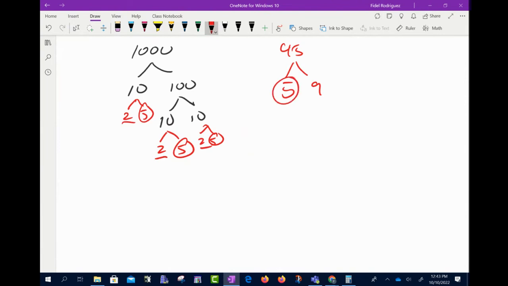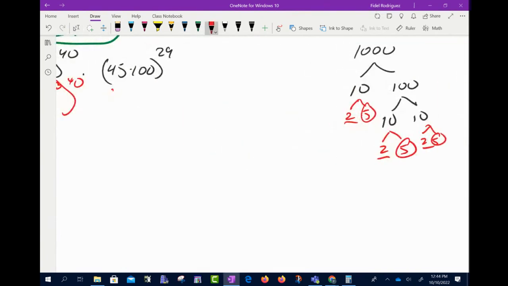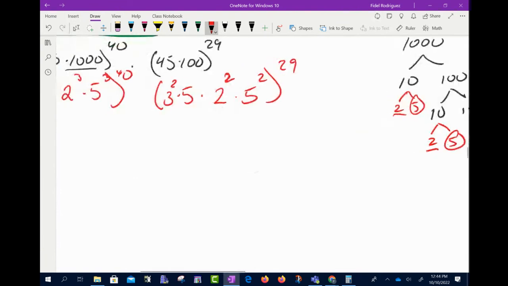5 and 9? Okay, we can't break down 5. Can we break down 9? 3 and 3, right? Okay, and then we also had 100, didn't we? And 100 we said was 10 and 10, but we can break up each of those 10s into 2s and 5s, okay? So look, y'all, I'm just going to come back over here, and we're going to say 45 was a 3 squared and a 5, and 100 had 2 2s and 2 5s, okay?